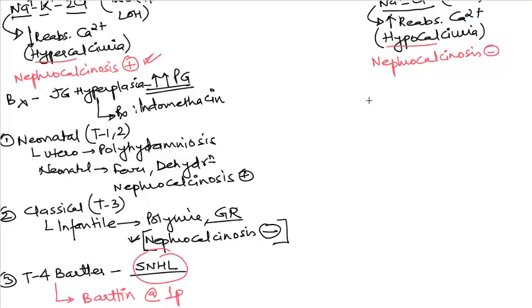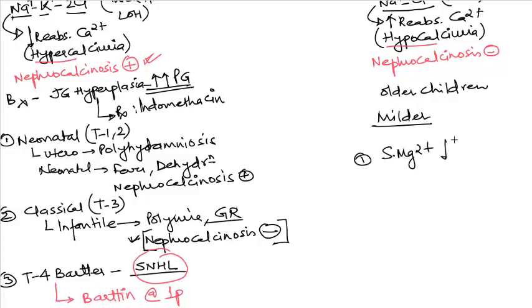Patients of Gitelman are usually older children, and of course every finding is milder in Gitelman compared to Bartter's. The two important points, I'll write them up again here: the serum magnesium levels in Gitelman are severely low, and second is that these patients will never have nephrocalcinosis. These patients do not have renal stones.